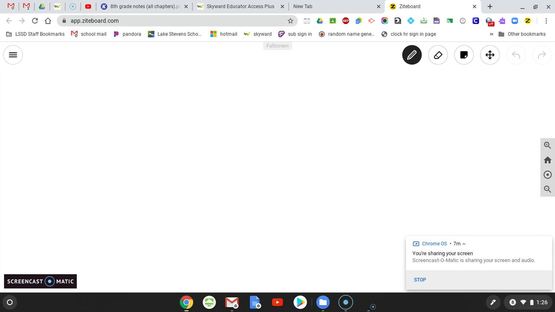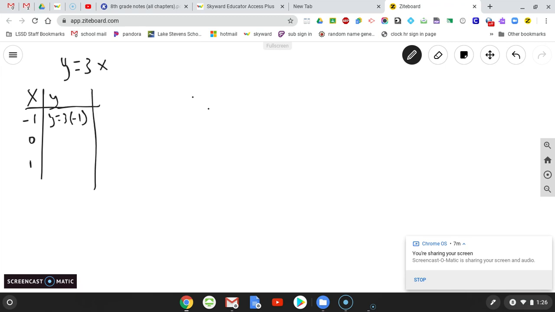Okay, so y equals 3x is the first one we're doing. Again, we start by making our table of values: -1, 0, and I'll do 1 this time. If I plug in a -1, that means y is equal to 3 times -1, which means I end up with -3. So that's the coordinate point -1, -3. Remember, x is always first.